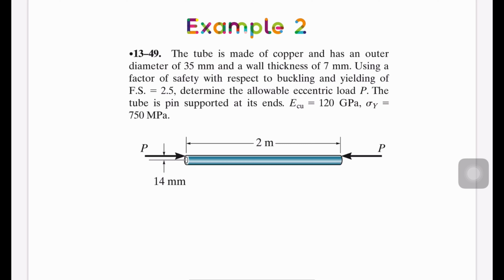Before we start, let me highlight the important information given in this question. Diameter 35 mm, thickness 7 mm, factor of safety 2.5. The tube is pin supported at its end. The modulus of elasticity for copper is 120 gigapascal and the yield stress is 750 megapascal.